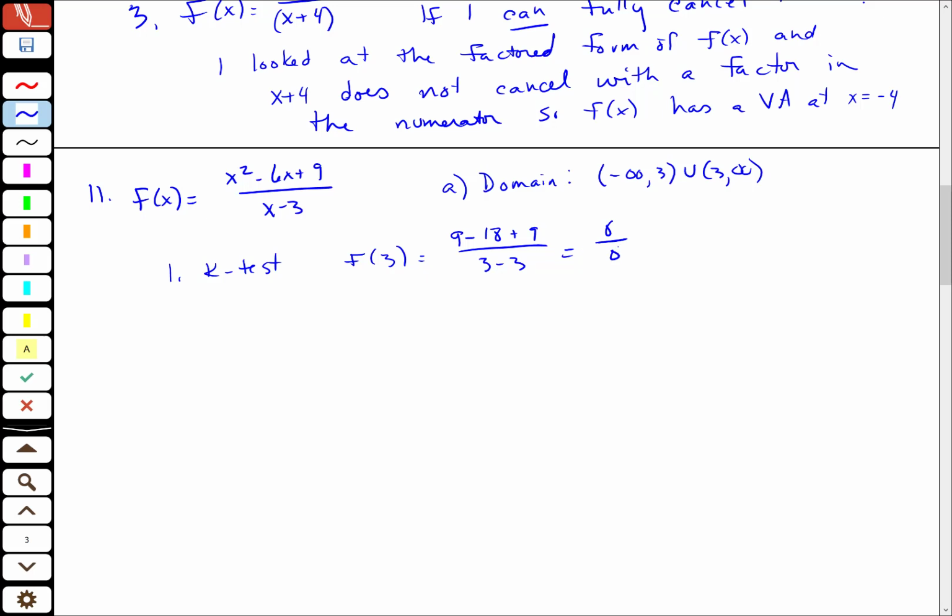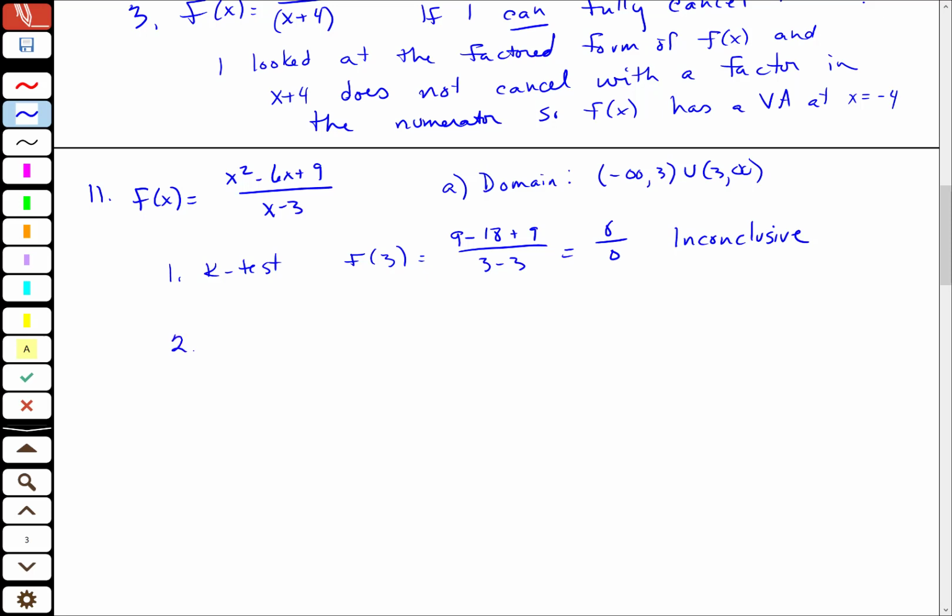0 over 0. So here the k-test is inconclusive. 0 over 0 honestly tells you nothing. It tells you there might be a hole, but honestly you don't know. So you have to do one of the other 2 tests. The k-test is really great for identifying very quickly vertical asymptotes, but nothing else.